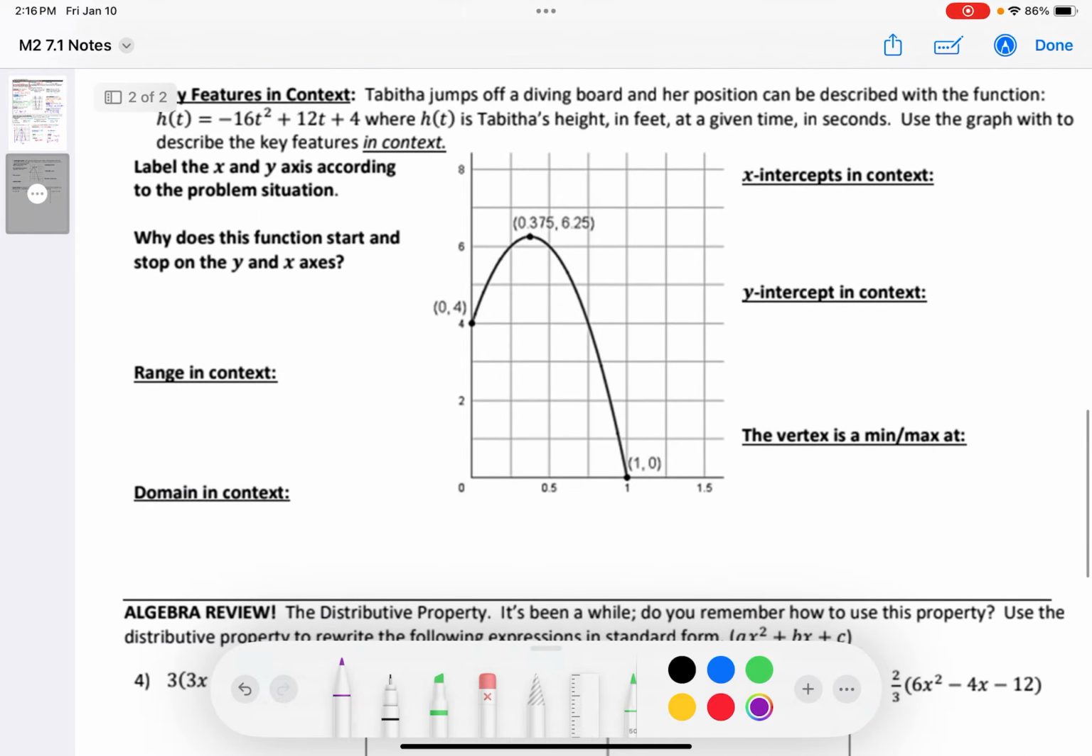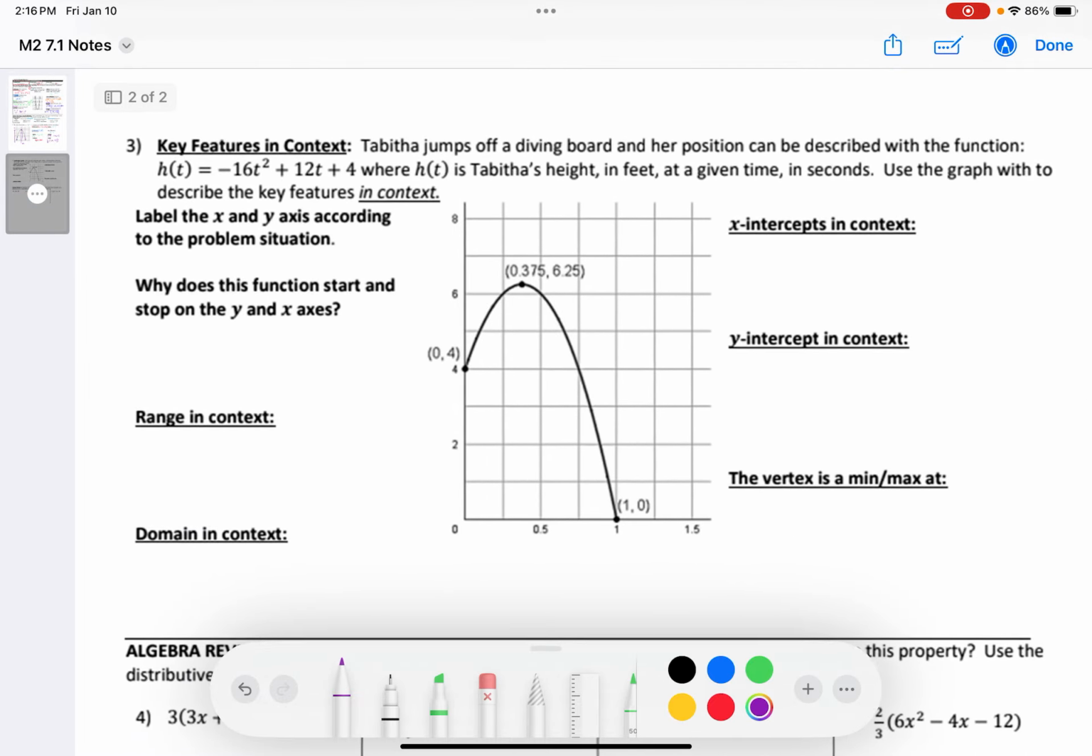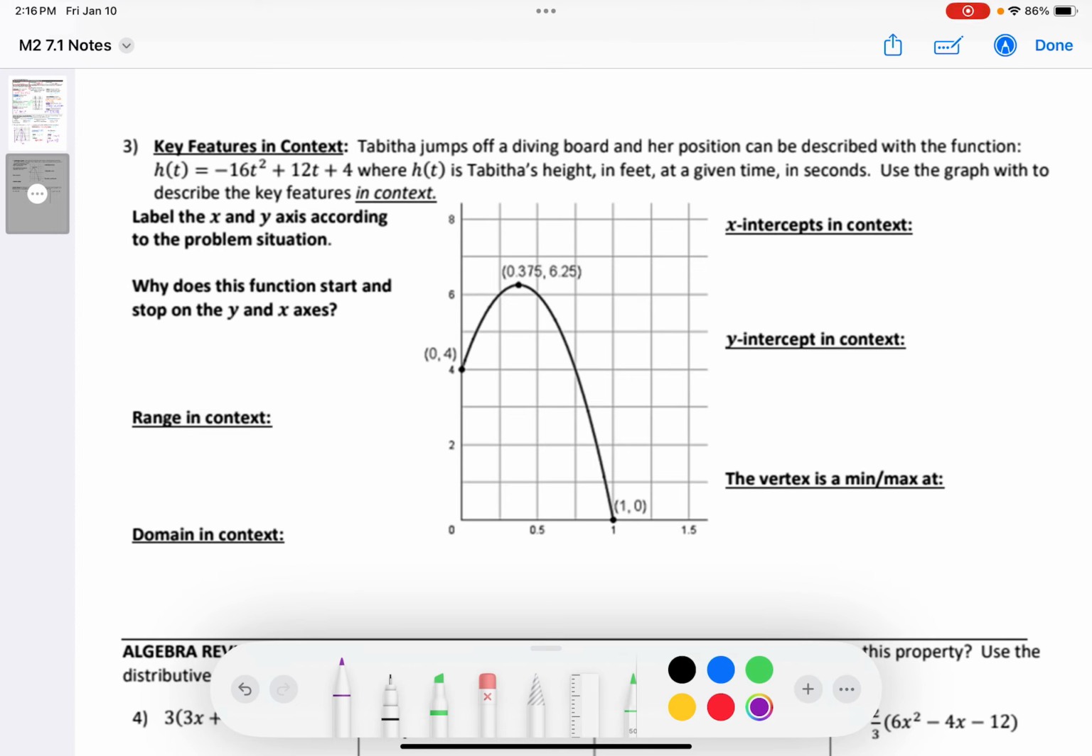Let's do number 3. Number 3 is a real-world application problem: key features in context. Tabitha jumps off a diving board, and her position can be described with the function h of t equals -16t squared plus 12t plus 4, where h of t is Tabitha's height in feet at a given time in seconds. Use the graph to describe the key features in context.